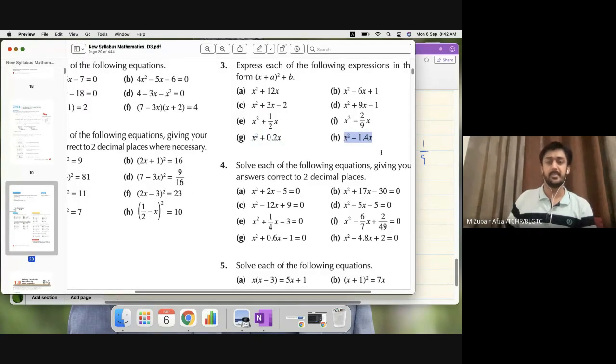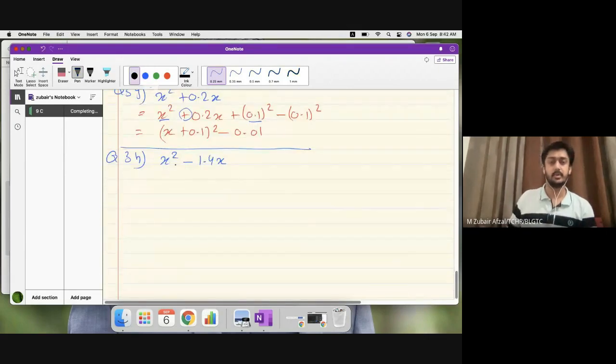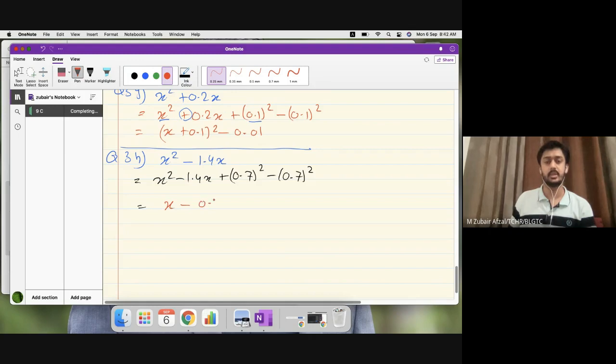x squared minus 1.4x. First step, half of 1.4 is 0.7. So 0.7 squared minus 0.7 squared. What's left behind, you just copy: you copied x, copied the negative sign, copied the number, and 0.7 whole squared. You don't need a calculator for this one as well.